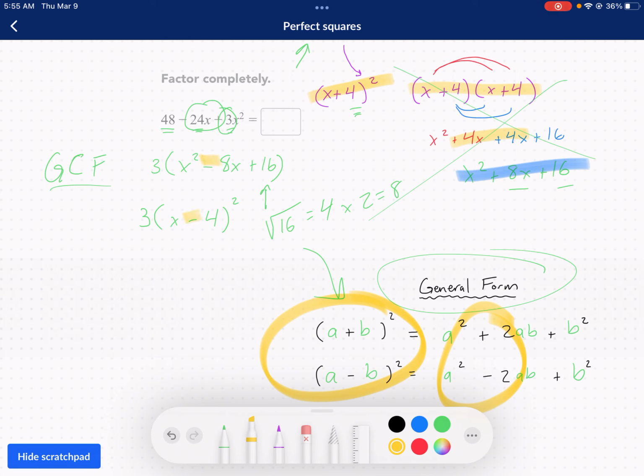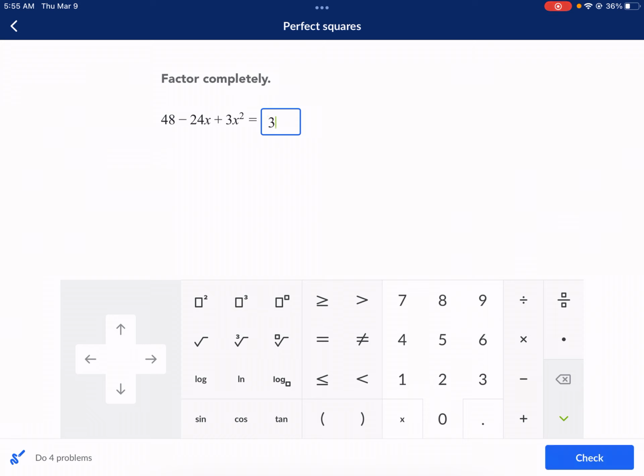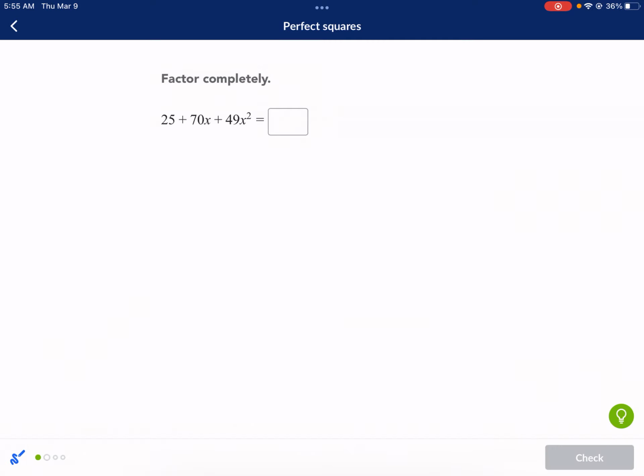We got the same result. So 3 times quantity x minus 4 squared. We're going to type that in, and then it should give us that little jingle. So x, where's that x? Don't use a multiplication sign, common mistake, and then squared. Okay, and we're going to just check it. Got the jingle. All right, here we go, another one.